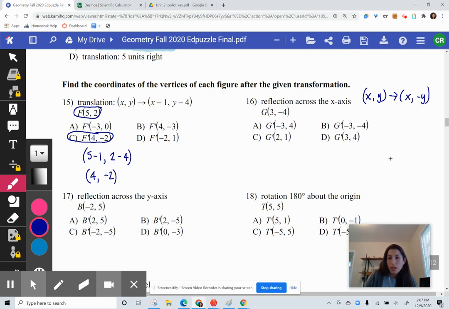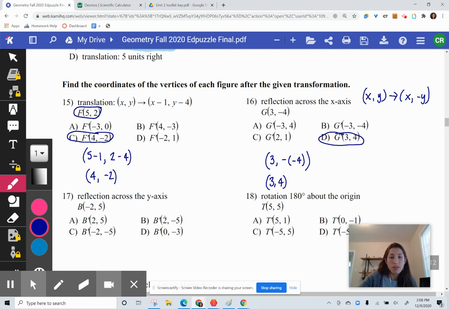So if we look at our coordinate here, 3, -4, the 3 is going to stay the same and the -4 is going to multiply with a negative. So it's really going to change signs here. So that means we're going to end up with 3, +4 for our new coordinate. The only thing that changes is our y value. 3, 4, here we go, D.